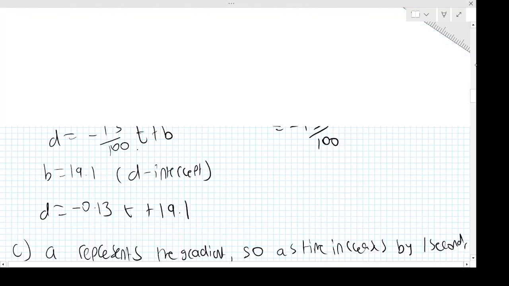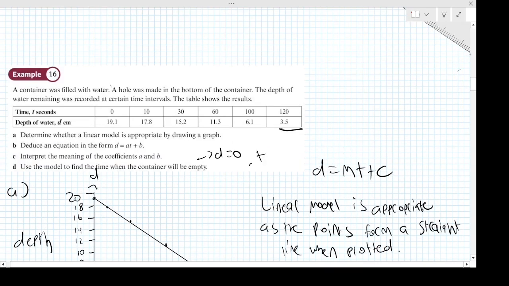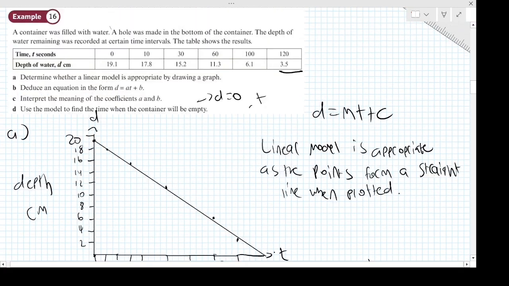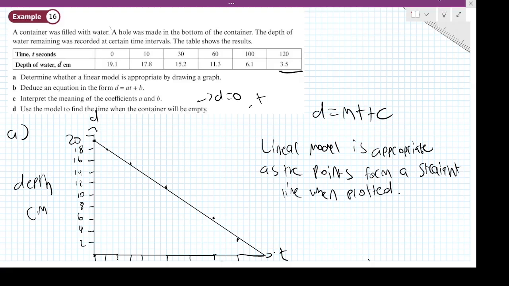And so that's the whole idea of modelling. It's a really good question, this is. So you can get a model. In real life, you have some particular values or known points. Like here, they recorded the depth of the water at 5 different times. That allowed you to plot it and work out a straight line equation. Then you could use that straight line equation to find other interesting values, for example when the container would be empty.